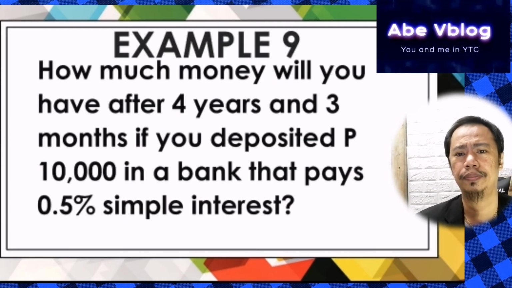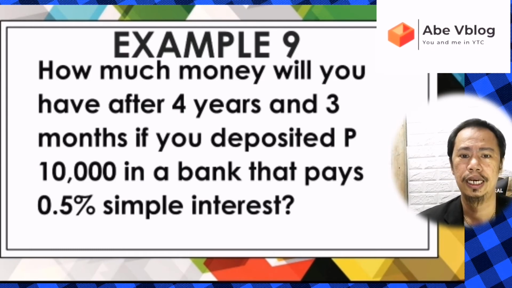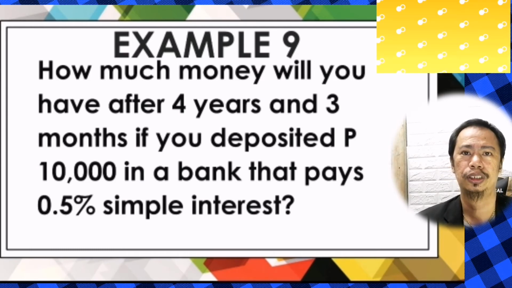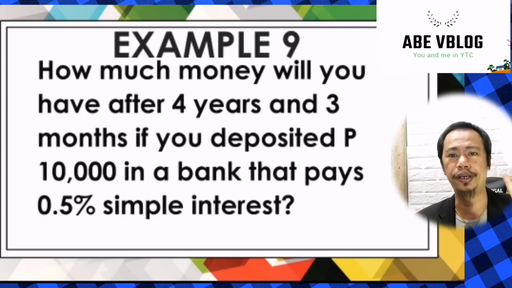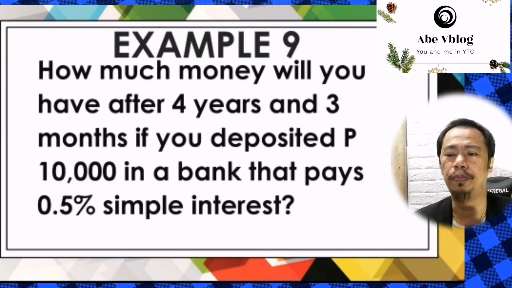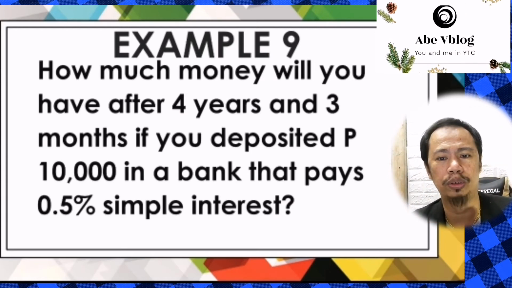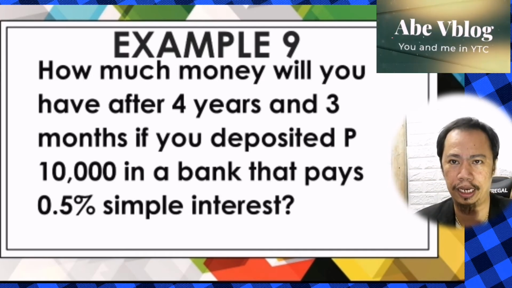Example number 9. How much money will you have after 4 years and 3 months? So you have 4 years, 3 months. If you deposit P as 10,000 in a bank that pays 0.5% simple interest.